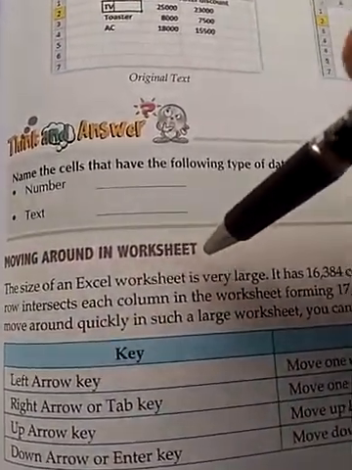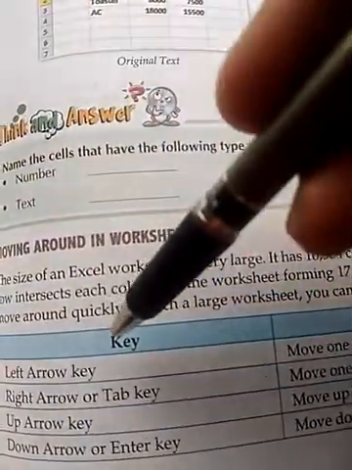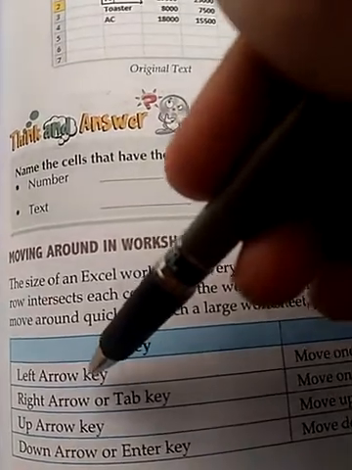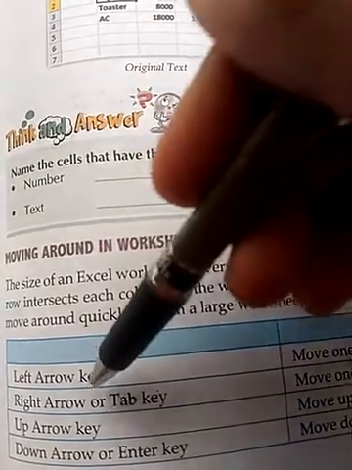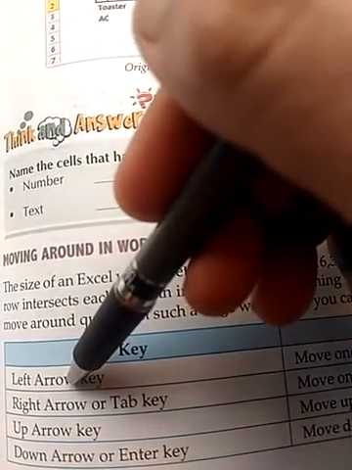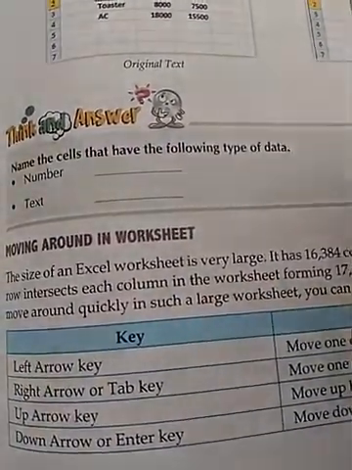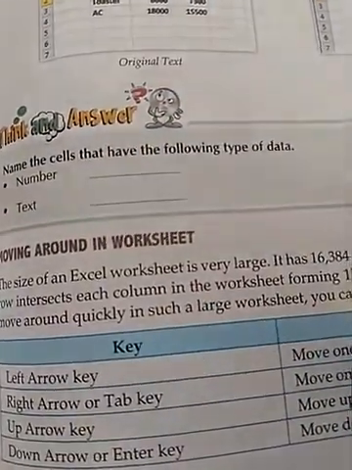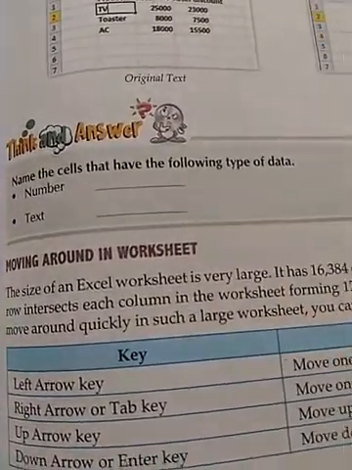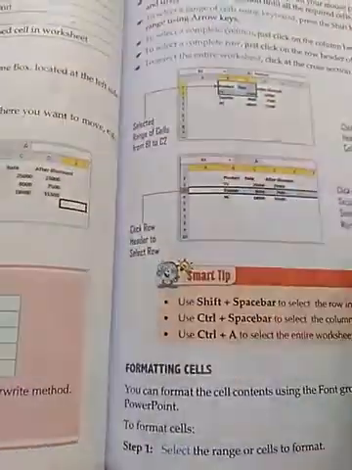Moving around the sheet. If you want to move around the sheet, then the arrow keys which are present on the keyboard can be used. Left, right, up, down means the left key will move the cursor in the left direction, the right key will move the cursor in the right direction, the up arrow key moves the cursor up, and the down arrow key moves the cursor down. So by pressing the arrow keys you can navigate through the spreadsheet by different cells.